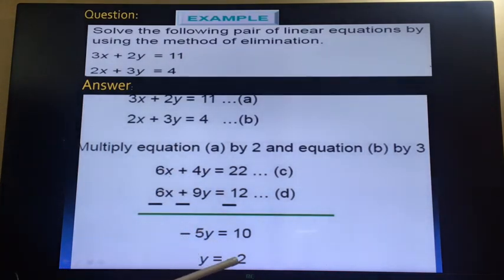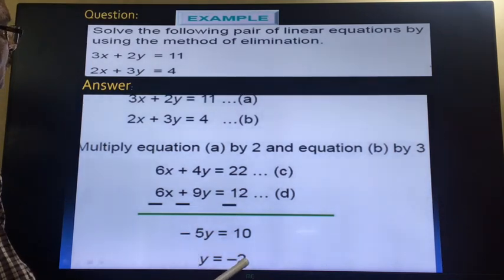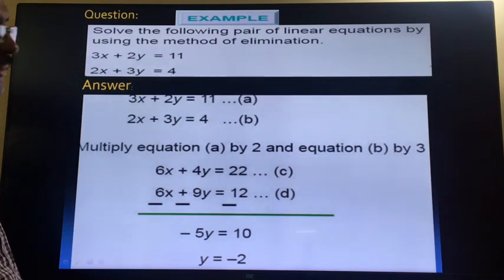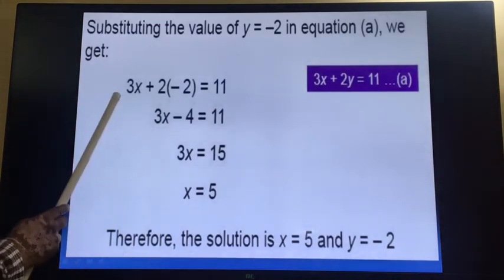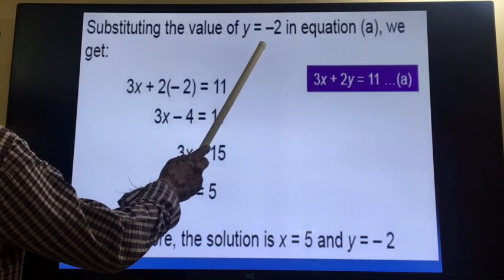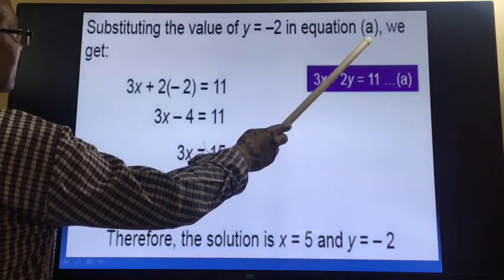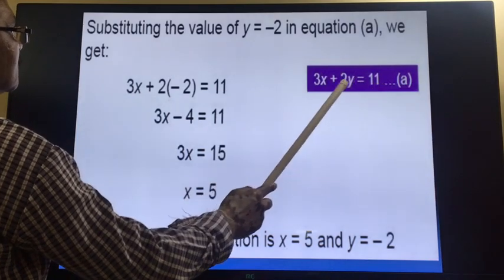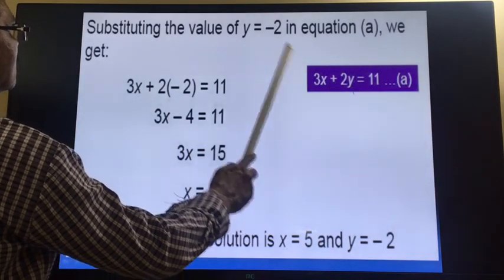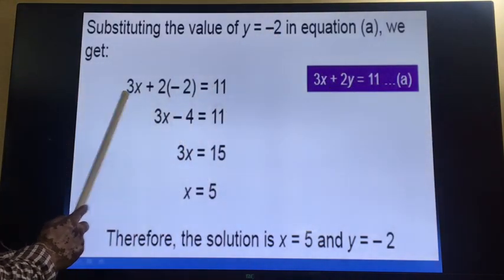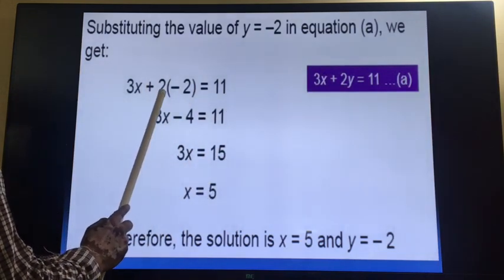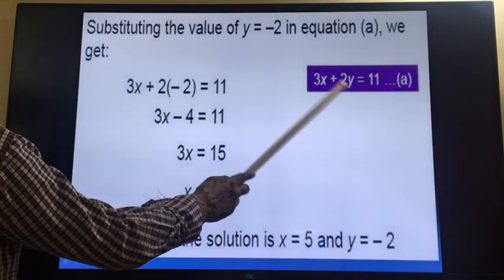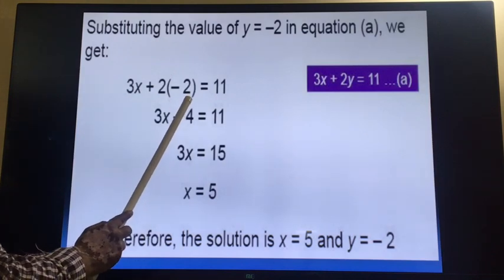So we got the value of y, and to get the value of x, we will substitute this value in the first equation or second equation, whichever you like. Here we are putting y is equal to minus 2 in equation number A. Equation A was 3x plus 2y is equal to 11. In place of y, we will write minus 2. So 3x plus 2 into minus 2 is equal to 11.